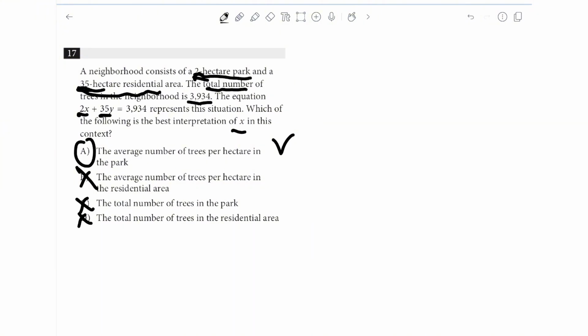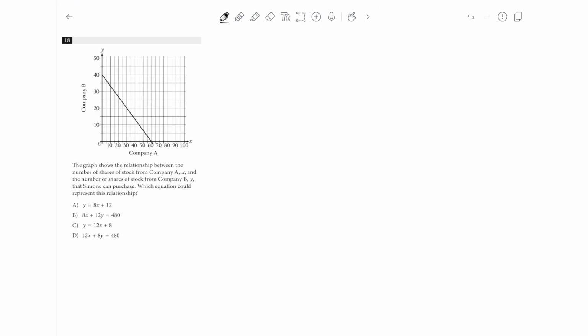That leaves us with answer choice A. Question number 18 says, the graph shows a relationship between the number of shares of stock from company A, X, and the number of shares of stock from company B, Y. Which equation could represent this relationship?